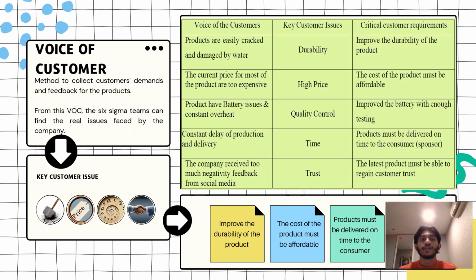The next would be the VOC diagram, which is Voice of Customer. This is a method used to collect customers' demands and feedback for the products. From this VOC, the Six Sigma team can find the real issues faced by the company. This gives more power to the customer, and we will listen to the customer's complaints, which will bring us to the root cause of the problem. There is an example of a VOC diagram on the right for further understanding.